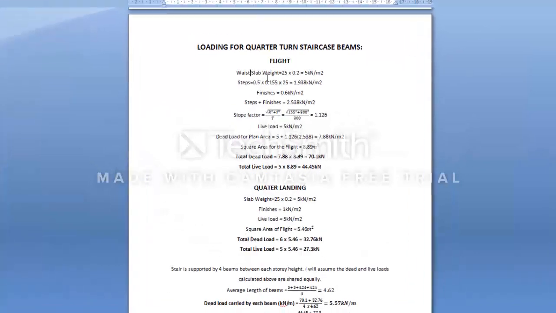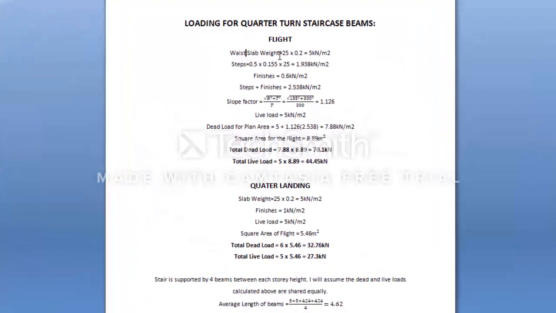So the waist is the element below that line, and it's 200 mm, 5 kN per meter square. The step is the element above the line. You compute it by saying half of the riser times the unit weight of concrete. The riser is 155 mm. So you compute this to get the weight. Finishes, I say it's 0.6 kN per meter square. So if you add the steps plus finishes, 1.938 plus 0.6, you get this value.